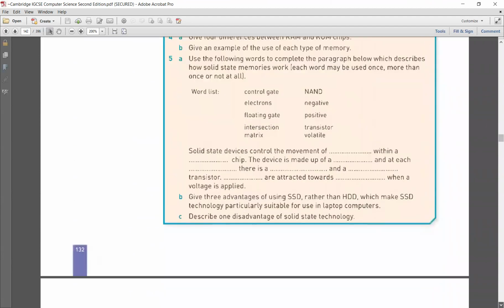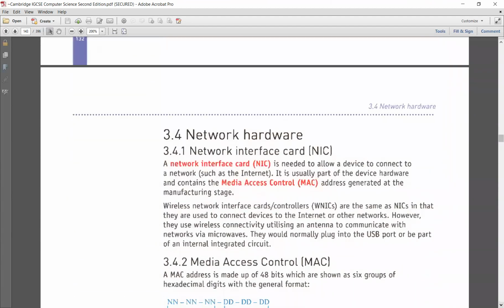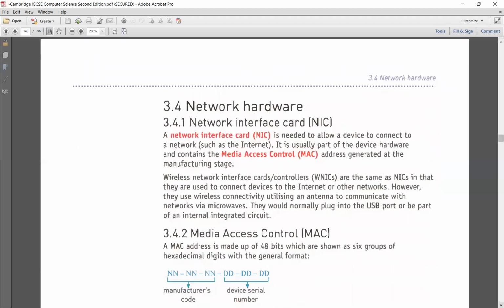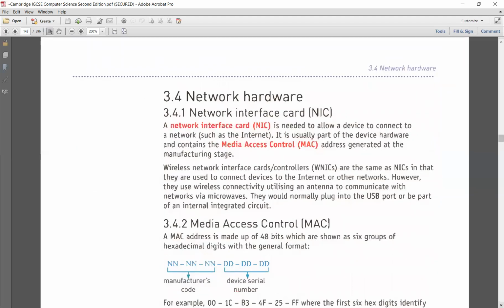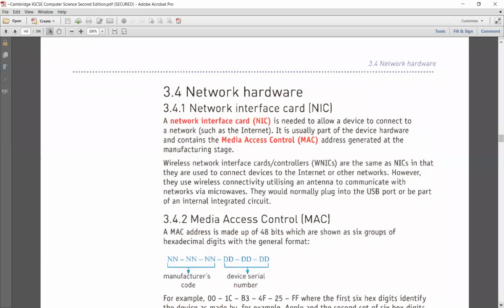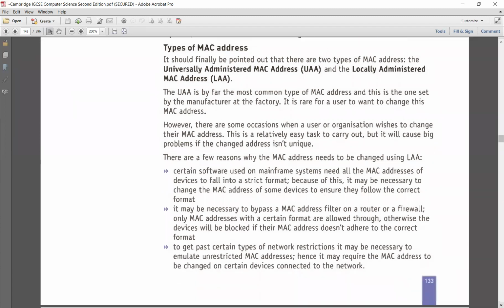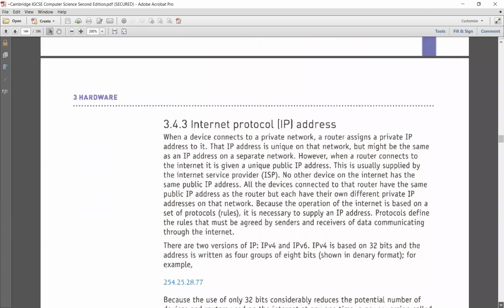After that, you need to know the NIC, as I talked about in this chapter. As I talked about this material in your chapter number 1, the use of the hexadecimal system, the same is being discussed. Only a change is here: you are told about the types of MAC addresses, which are UAA and LAA. UAA is the most common one, set by the manufacturer and not changed. On the contrary, there are some situations where we get asked to change the MAC address, and that is called LAA, or locally administered MAC address.